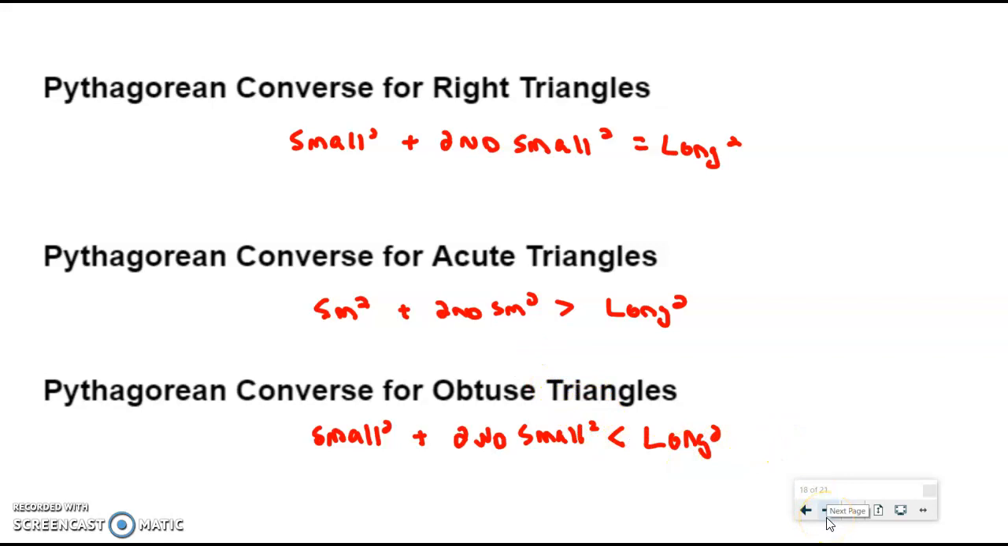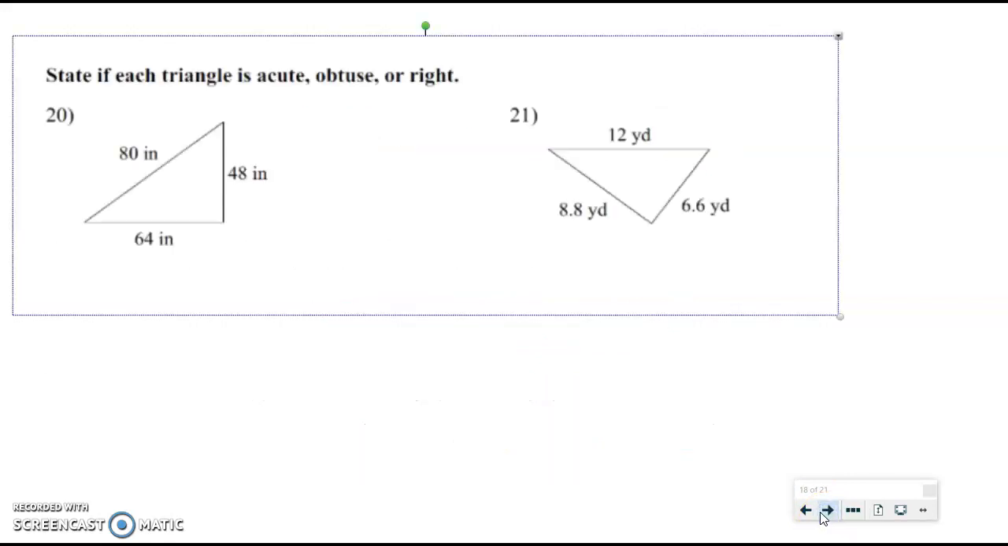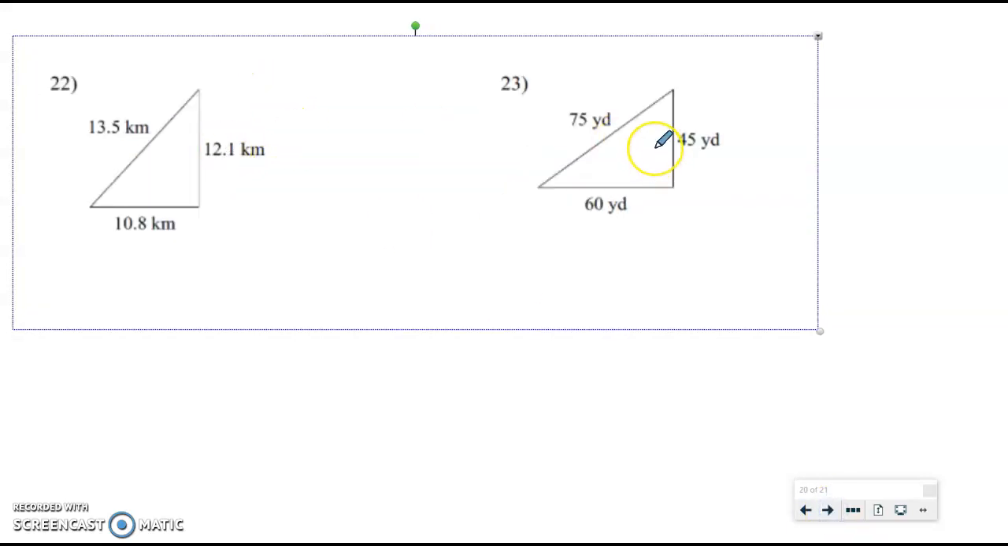Here's what I'm going to ask you to do. Look at questions 20 and 21, and I'm also going to ask you to look at 22 and 23. Try those out. See if you can figure out what type of relationship they are. And we'll talk in a second on the next video. Thanks, guys.